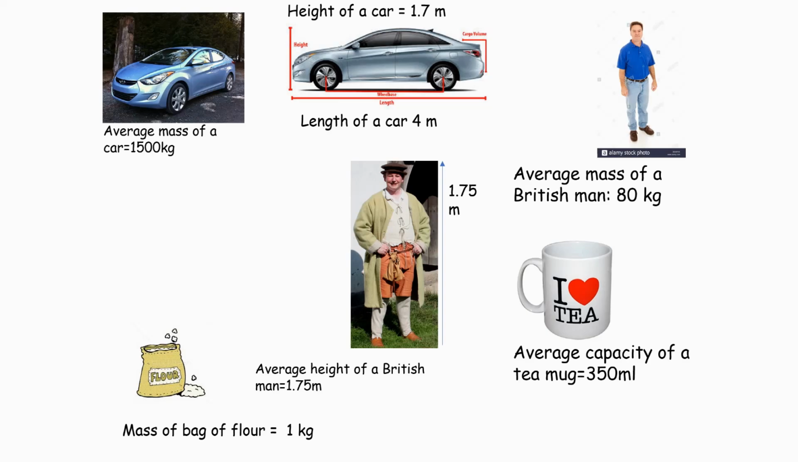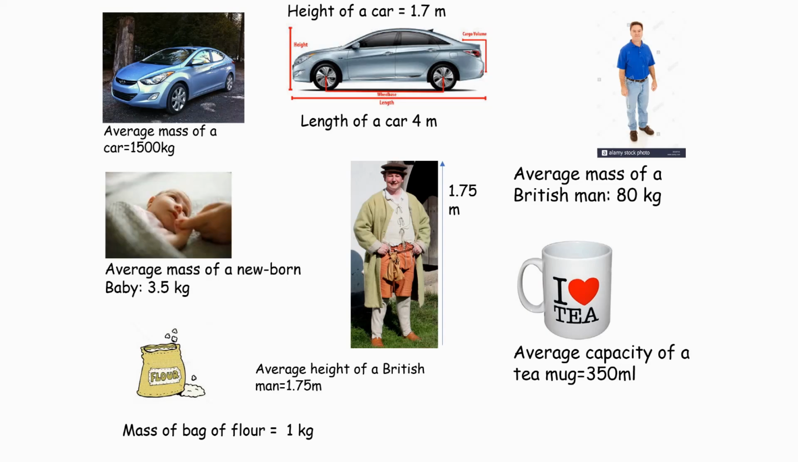So the average mass of a car, 1,500 kilograms. The height of a car, about 1.7 metres. The length of a car is about 4 metres. A typical British man is about 1.75 metres tall. The mass of a bag of flour is about a kilogram. The average mass of a man is 80 kilograms. And the average capacity of a tea mug is 350 millilitres. These are just estimates, but they'll help us answer questions on these topics. Finally, the average mass of a newborn baby is about 3.5 kilograms.